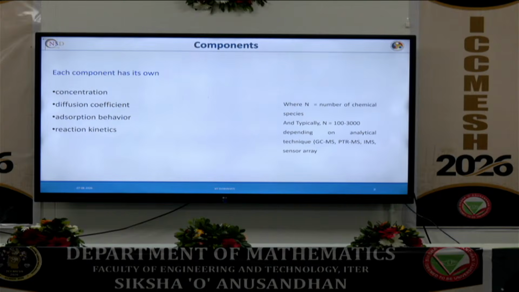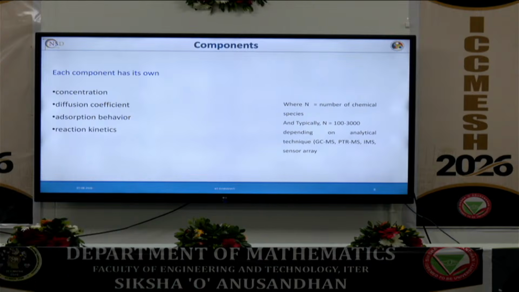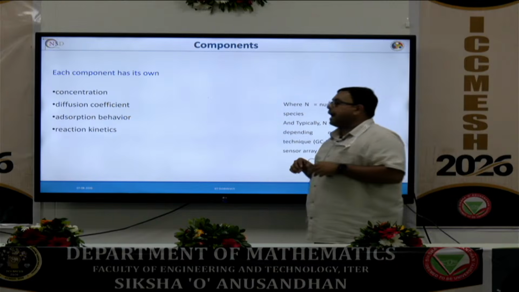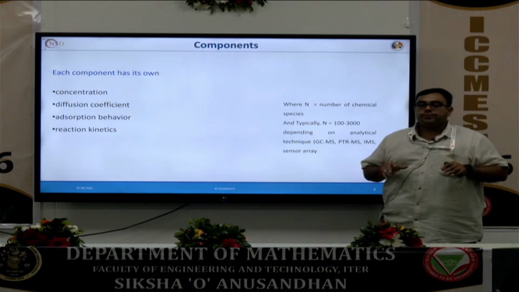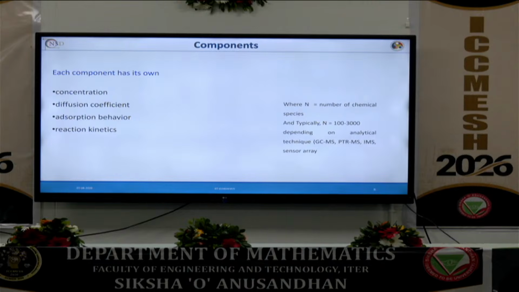So I have given you the context of what we are talking about. Each gas, if I consider it as a component, has its own concentration. They all have their diffusion coefficients. They have their own adsorption behavior, and they have their own reaction kinetics. Some may follow first order reaction kinetics, some may follow second order kinetics, some may follow higher order kinetics, and so on.